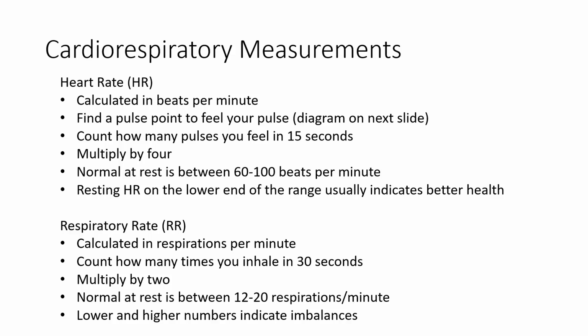Respiratory rate is calculated in respirations per minute. You want to count how many times you inhale in 30 seconds, and then multiply it by 2 so that you can get to a minute. Normal at rest is between 12 to 20 respirations per minute. Lower than 12 and higher than 20 indicate imbalances. So typically you just want to be within that range to be considered healthy.